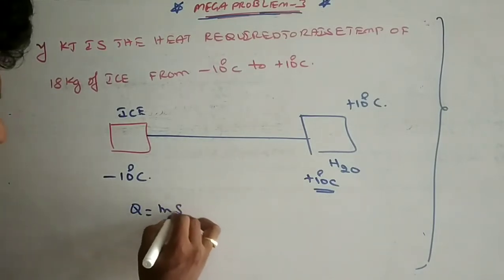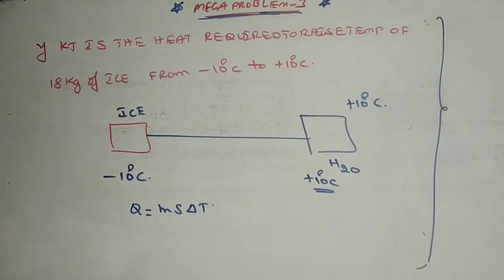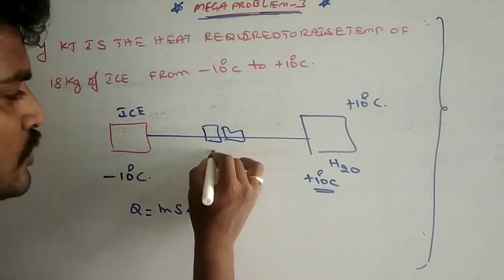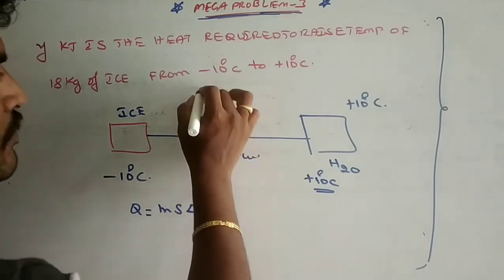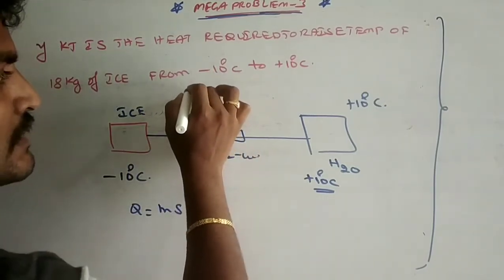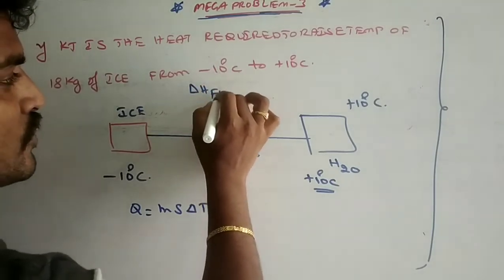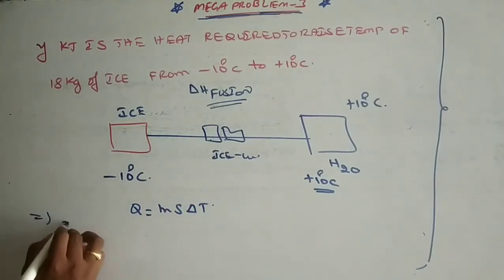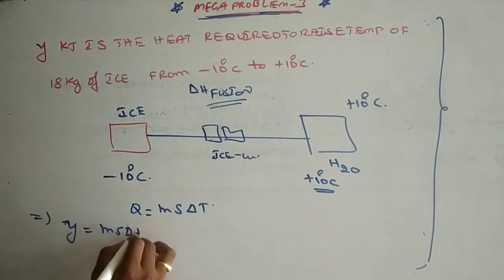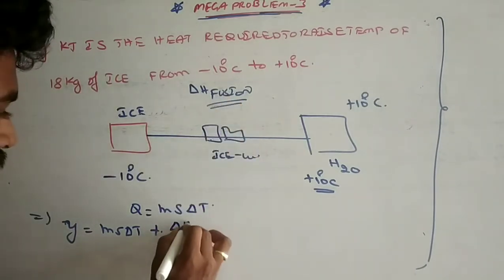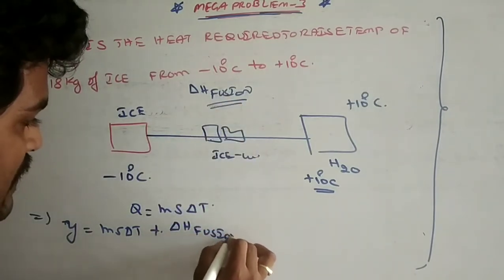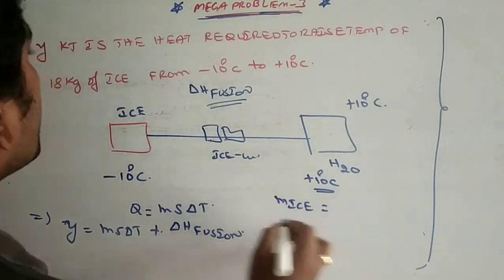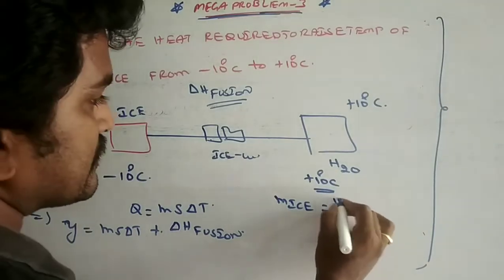We know very well Q equals ms delta T. At the same time, when ice is being converted into water, there is some enthalpy of fusion present. That's why Y equals ms delta T plus enthalpy of fusion. So let us see, the mass of ice equals how many? 18 kg.